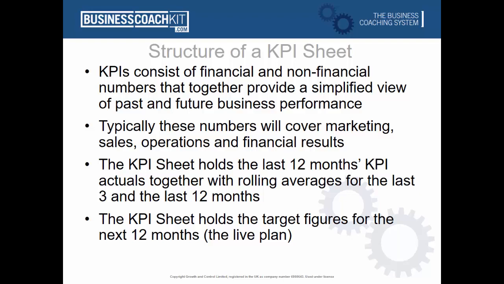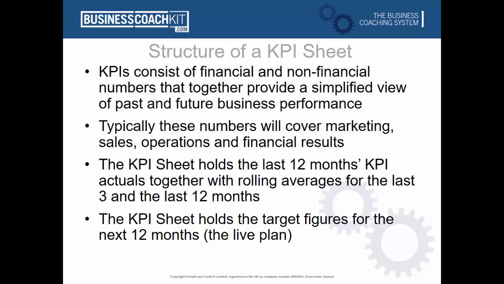So what you're trying to do with the KPI sheet is to develop your client's and your client's management team's model of their business, their shared common view of the business and how to affect its performance. Typically on a KPI sheet, numbers will cover marketing, sales, operations and financial results. And obviously some of these are backward-looking KPIs and some are leading indicators.